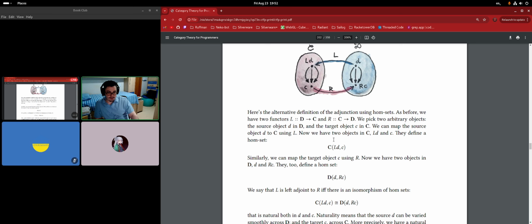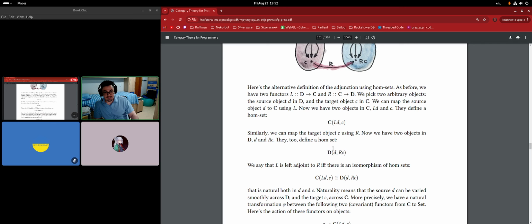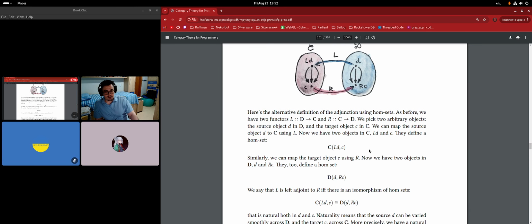So D and RC, using R. We can do the same. We say that L is left adjoint to R if and only if there is an isomorphism of home sets. So what you're basically saying is they form an adjunction if there is an isomorphism between the set of these morphisms and this set of morphisms.